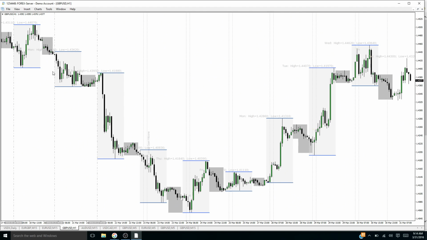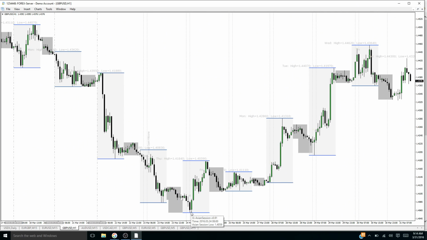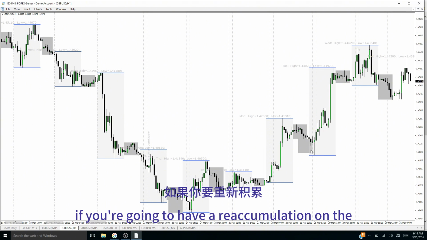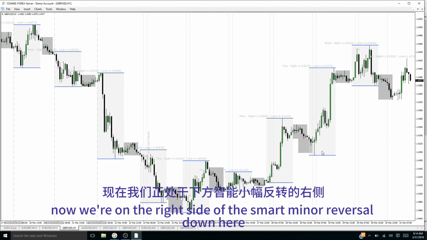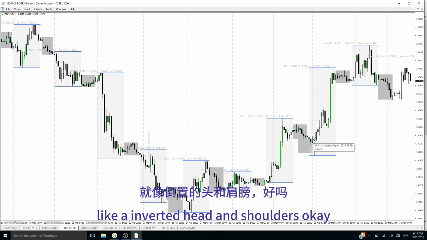Consolidation over here, distribution, redistribution, smart money reversal. Okay. If you're going to have a reaccumulation you're on the buy side of the curve now. In other words, you're on the right side of the smart money reversal down here. So the market maker buy profile kind of acts like an inverted head and shoulders.